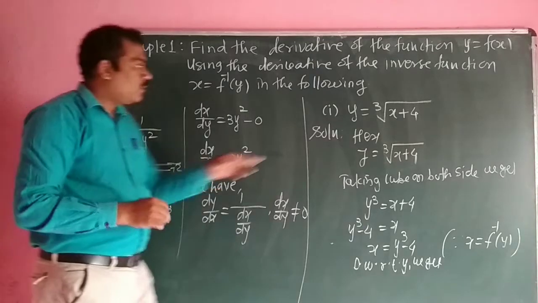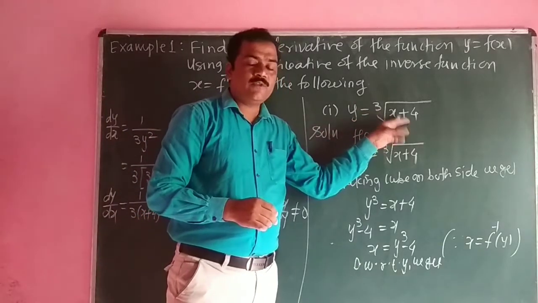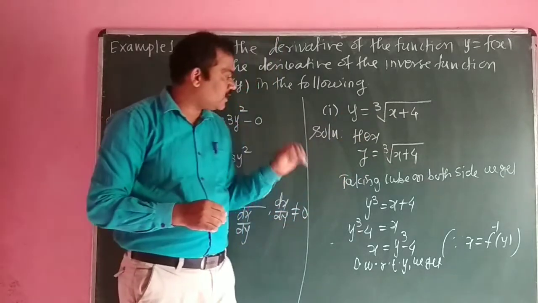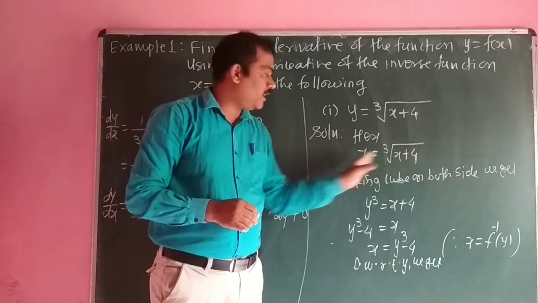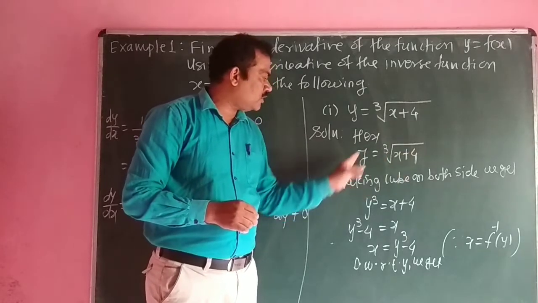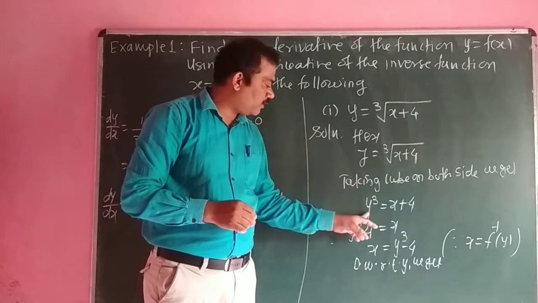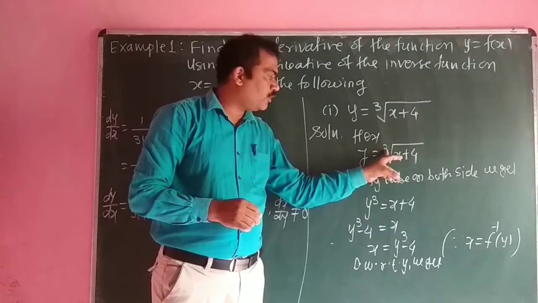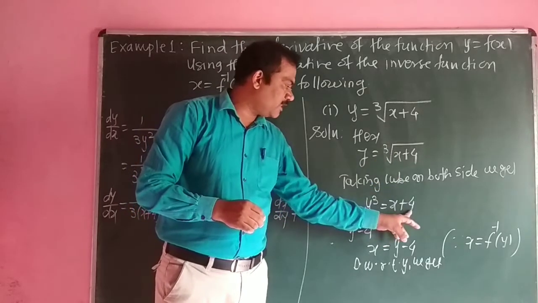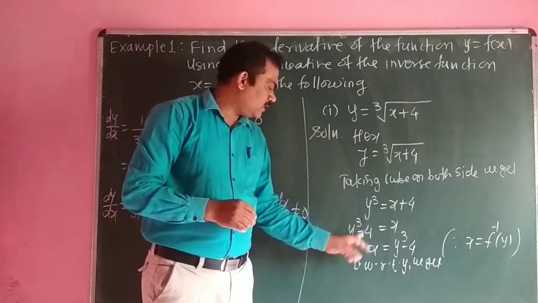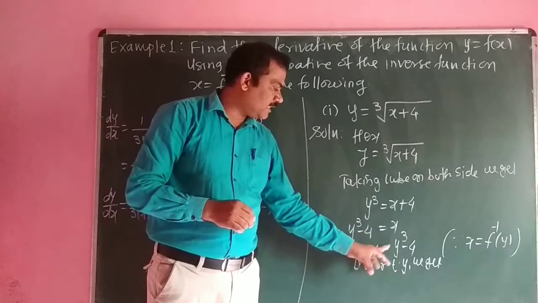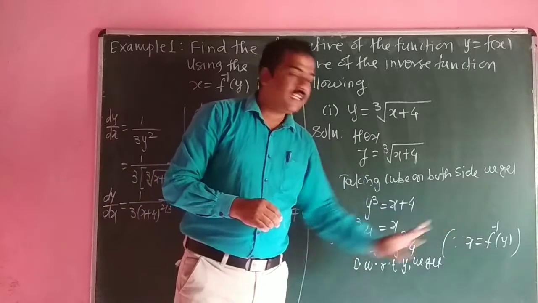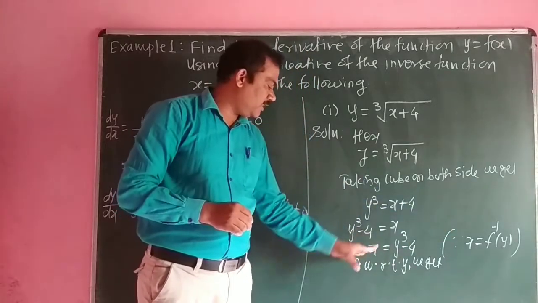See here, y is equal to cube root of x plus 4. First of all, we have to find its inverse function, that is, we have to express x in terms of y. So we take the cube on both sides. Cube of this y is y cube, and cube and cube root get cancelled, we get x plus 4. Take this 4 on this side, it becomes minus: y cube minus 4 is equal to x. That is x is equal to y cube minus 4, that is x is equal to f inverse of y. That is the inverse function.